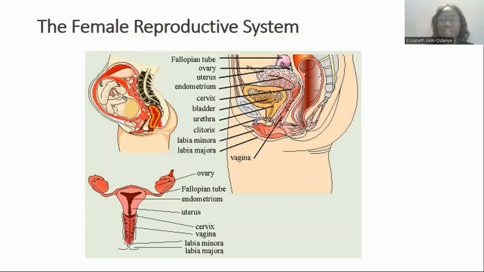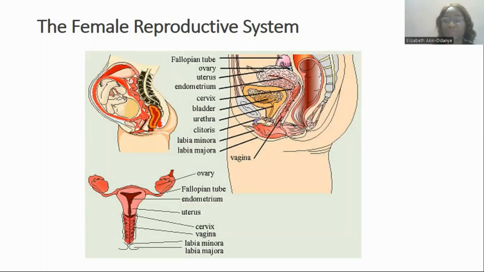The vagina connects the uterus and the cervix to the outside of the body, thus allowing for menstruation, intercourse, and childbirth. Those are the basic functions of the vagina: menstruation, intercourse, and childbirth.